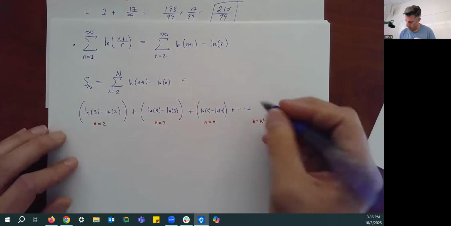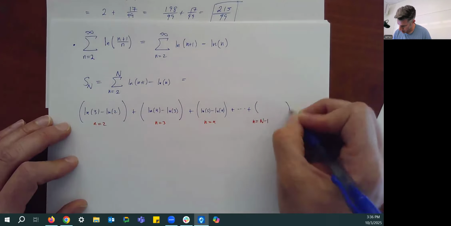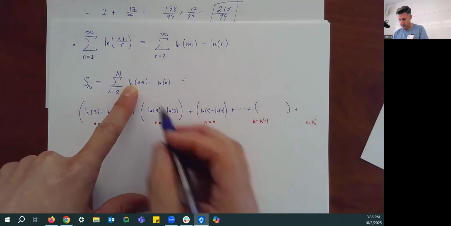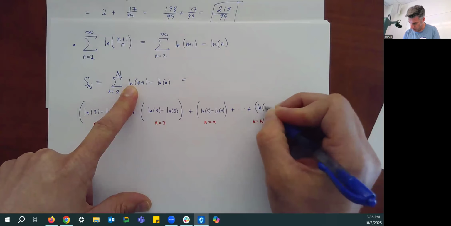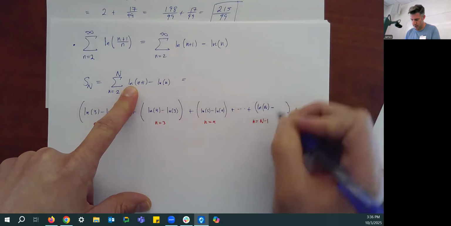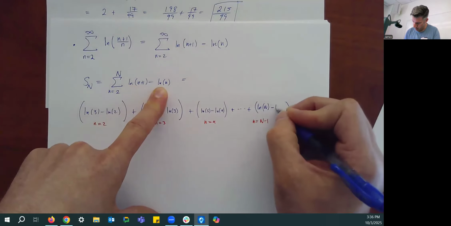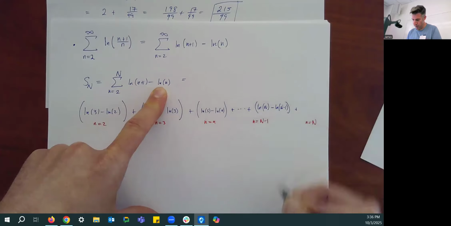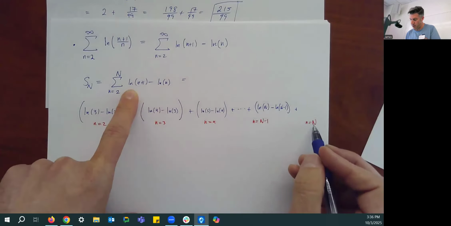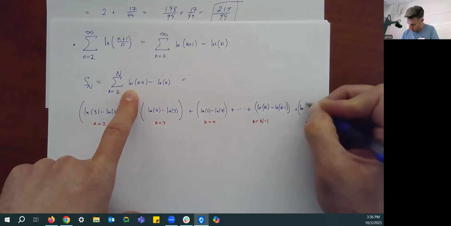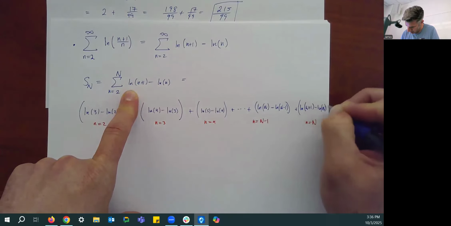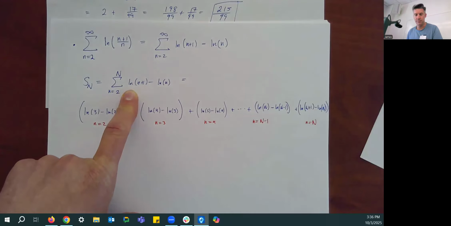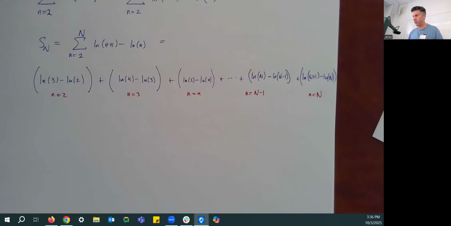Here for capital N minus 1, we're going to get the natural log of capital N minus 1 plus 1, which is just the natural log of capital N, minus the natural log of capital N minus 1. If we plug in capital N, we're going to get the natural log of capital N plus 1 minus the natural log of capital N. Sorry, it's kind of a squeeze there. Apologies. You can zoom in a little bit.